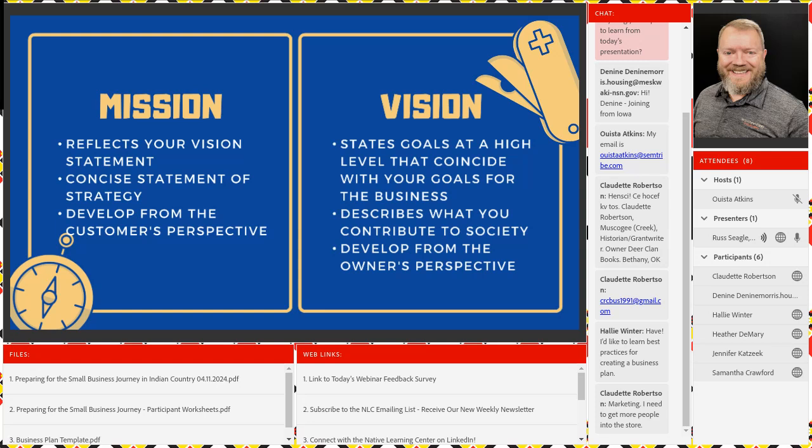You want to design your mission statement, and we're going to get into that a little bit. We want to design the mission statement from the customer's perspective. Your vision statement is going to describe what you contribute to society. Again, what does the world look like in the future if I accomplish the mission? If this business does what we say it's going to do, that we're going to develop from our perspective. Yes, this is where we get to look internally and say, this is all about us. This is what I want the world to look like. This is how I want to change the world. I'm going to give you some examples of these in just a moment.